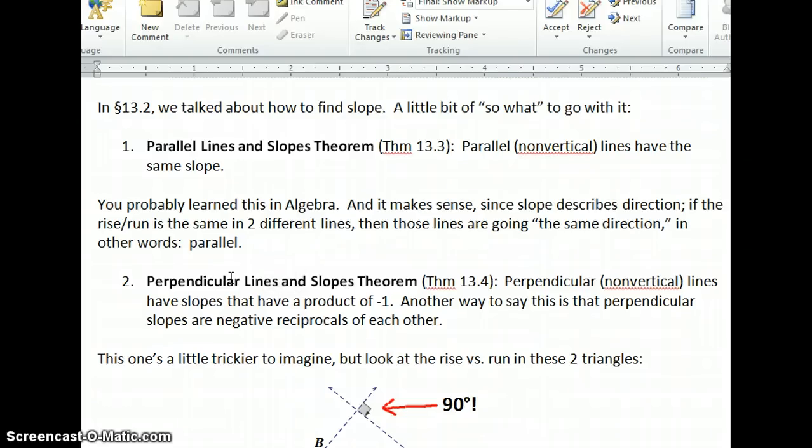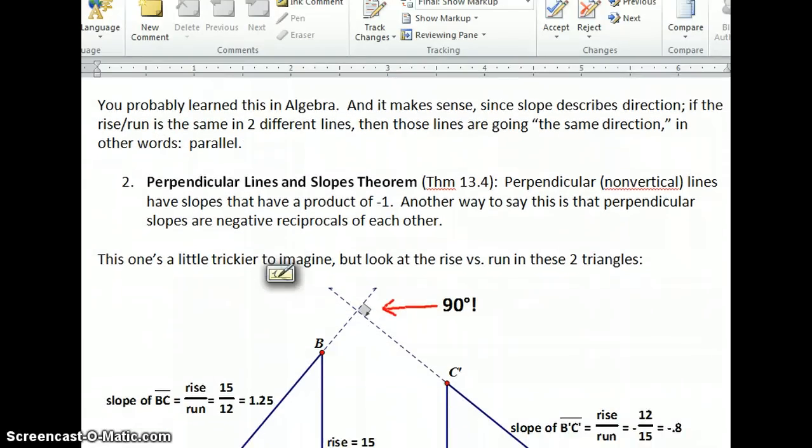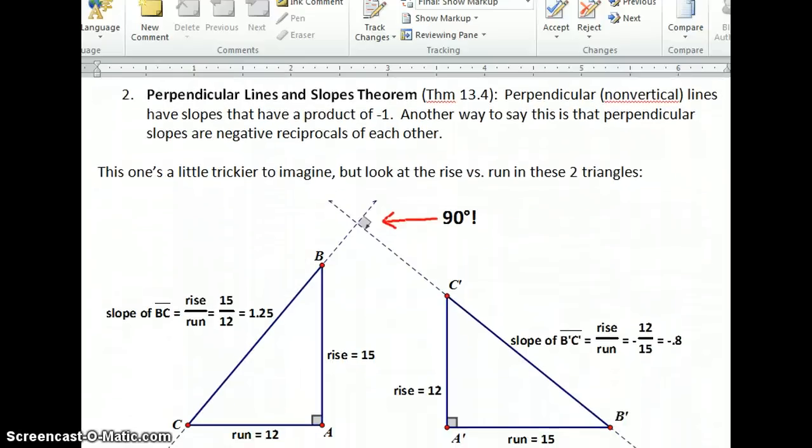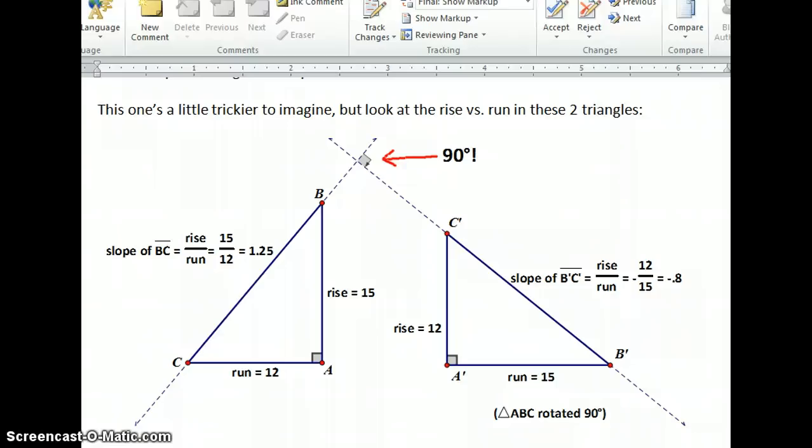We'll get slopes that indicate perpendicular lines if the slopes aren't equal anymore. They're slopes that have this negative reciprocal relationship, like this one with this one. The way they say that in the book is that when you multiply two perpendicular slopes, they make -1. If I took this slope over here, which happens to be 1.25, and multiply it by -0.8, that would give me exactly -1. And that's the theorem about perpendicular slopes.